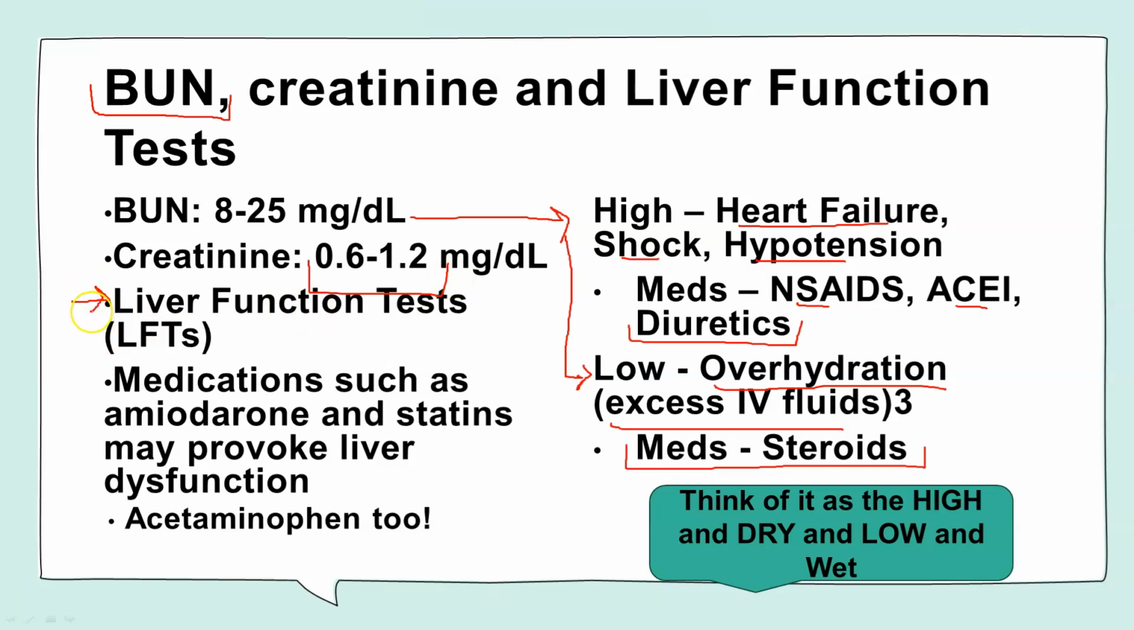LFTs are going to be more for medication, especially if they're on an amiodarone, which is for ventricular dysrhythmias, even though we give it to slow down the rates in an SVT or an AFib with RVR. Statins are going to provoke some sort of liver dysfunction as well. Statins we give to break down our cholesterol. And then acetaminophen can do that as well.